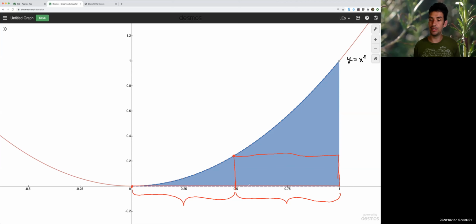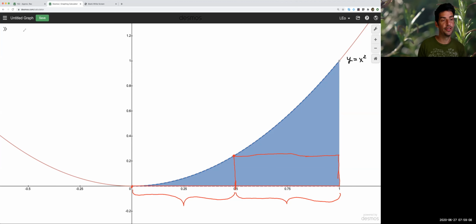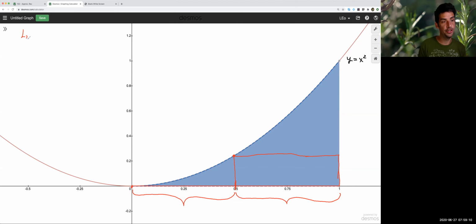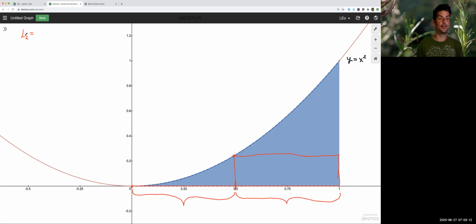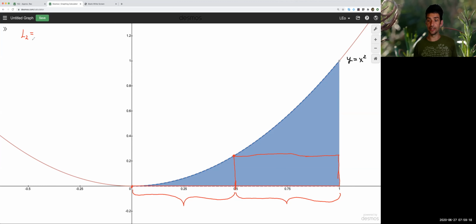But let's compute this first approximating area. So I'm going to use some notation here. I'm going to call this L2. This is the approximation to the area we want using the left endpoints and 2 rectangles. So I'm putting all that information in this.